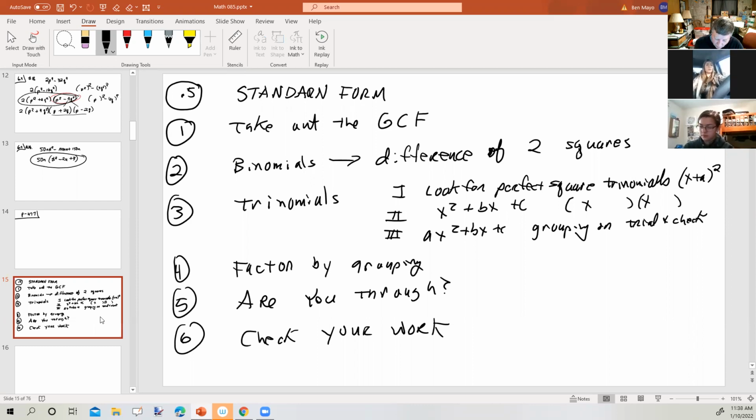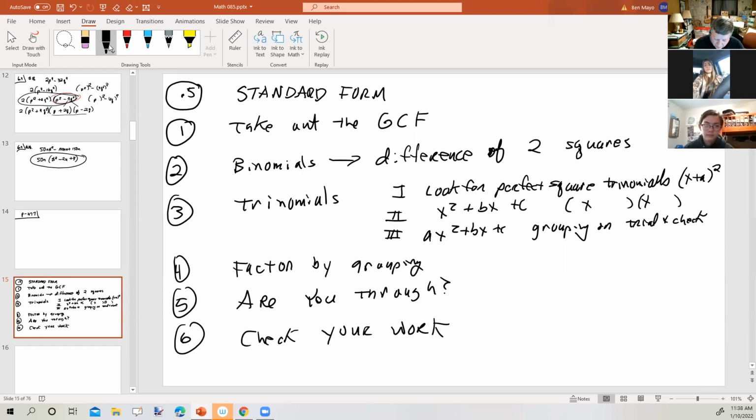All right, now, why do I start this on 0.5? Because then it works out nicely. The number 1 is take out the greatest common factor. You're taking out one thing. Step 2 is binomials. Step 3 is trinomials. Step 4 is factor by grouping, which typically has 4 terms. So that's why I did it that way. Also, standard, I didn't spell that correctly.